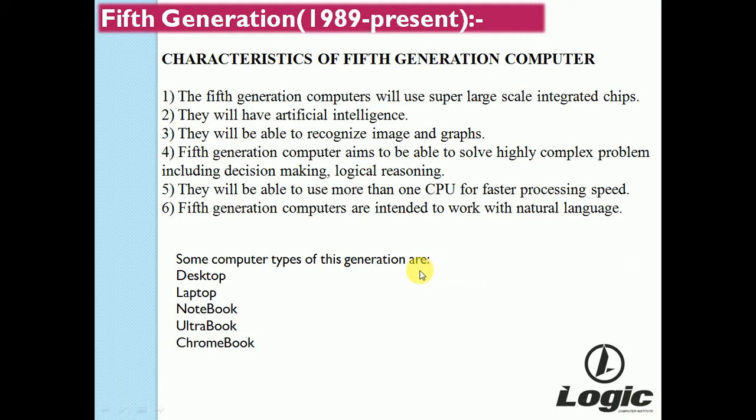Characteristics of fifth generation computers. The fifth generation computers will use ultra large scale integrated chips, that is ULSI. They will have artificial intelligence. They will be able to recognize images and graphs. The fifth generation computer aims to be able to solve highly complex problems including decision making, logical reasoning. They will be able to use more than one CPU for faster processing speed, and fifth generation computers were intended to work with natural language.